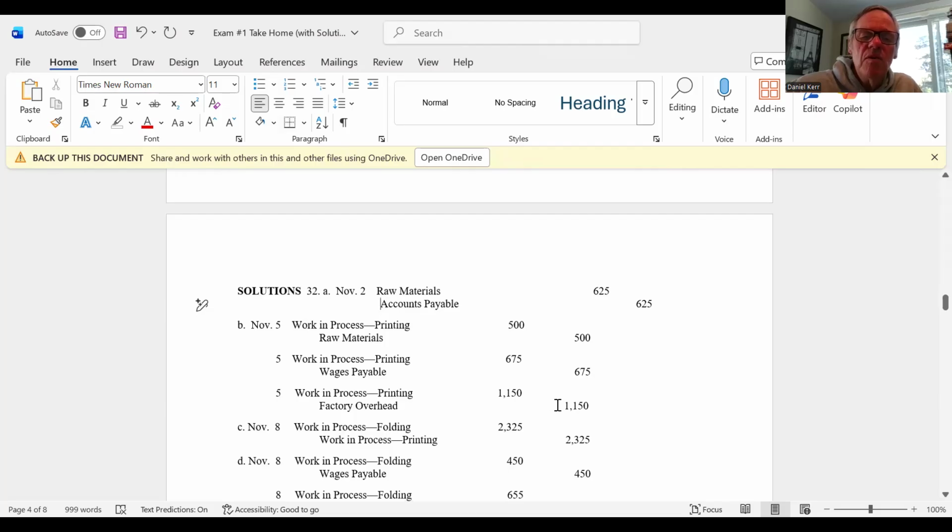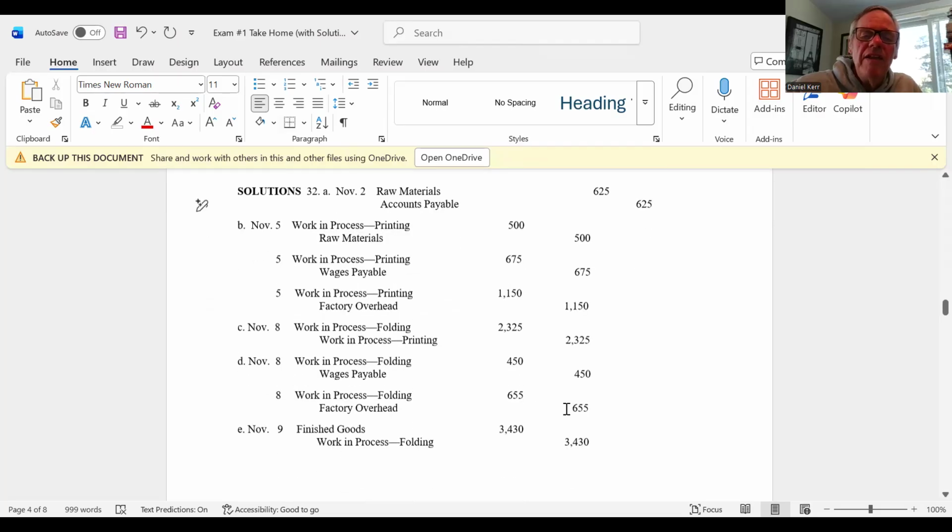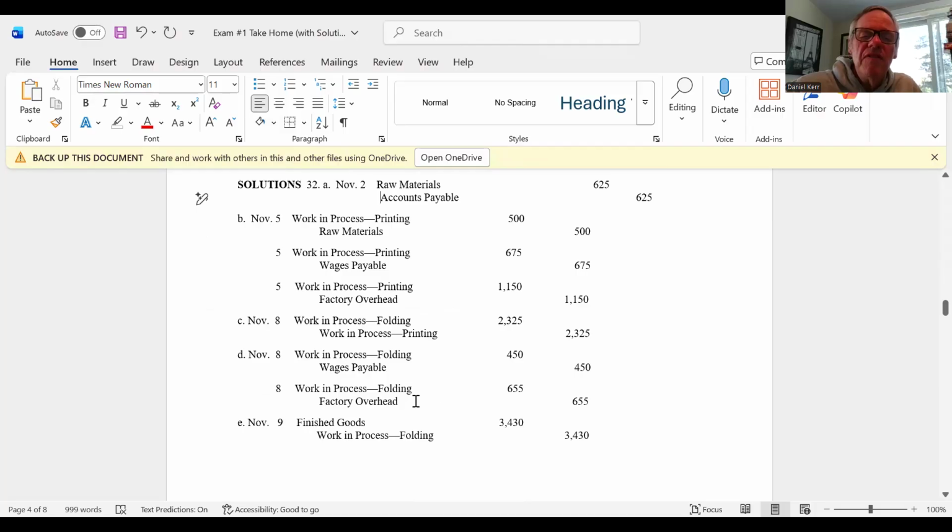Then you had the transfer of costs out of the printing department to the folding department, so you have a debit to work in process folding and a credit to work in process printing. And then you had the incurrence of wages and factory overhead in the folding department, so debit work in process folding, credit wages payable, debit work in process folding and a credit to factory overhead. Then you had the transfer of finished goods out of the folding department into the finished goods. Okay, so you have two departments there. You got printing, and then the costs go from printing to folding, and after folding they go to finished goods.